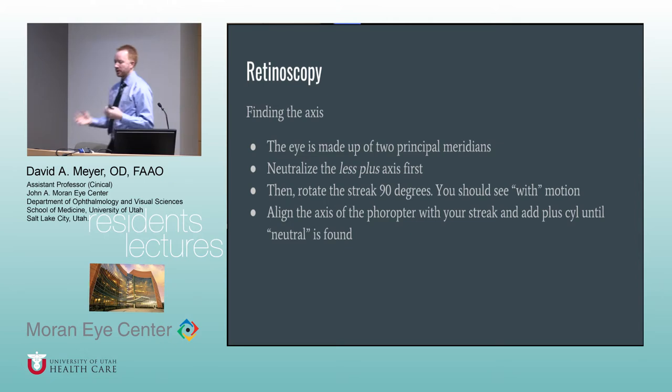That's when you're refracting in plus cyl or doing retinoscopy in plus cyl. That's what you want to find. You want to neutralize one meridian, flip it 90 degrees, neutralize the other meridian, but find plus when you're doing that, and then add cyl to it.